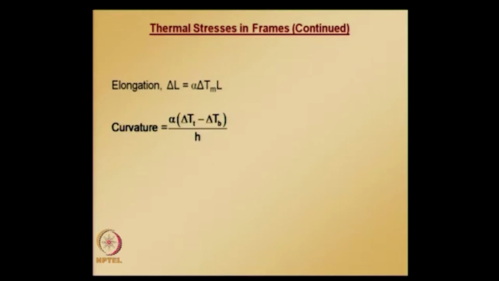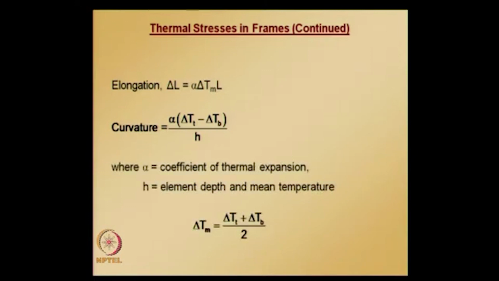Curvature is given by this. This formula is familiar to you. It is the same as what we use for the beam element. In these equations for elongation and curvature, alpha is the coefficient of thermal expansion, h is the element depth, and delta T m is the mean temperature, which is the average of the top surface temperature and bottom surface temperature. And these are the elongation and curvature.